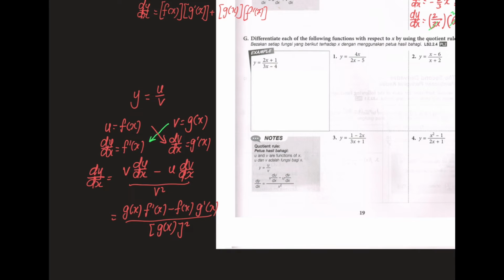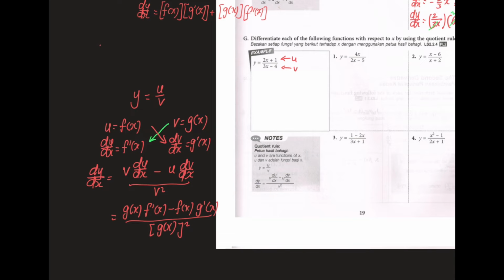And let's see one example. I will use this as my example. So the top one is u. The bottom one is v. When you see fractions, if you can't simplify it, then you have to use quotient rule. But sometimes fractions we can simplify.